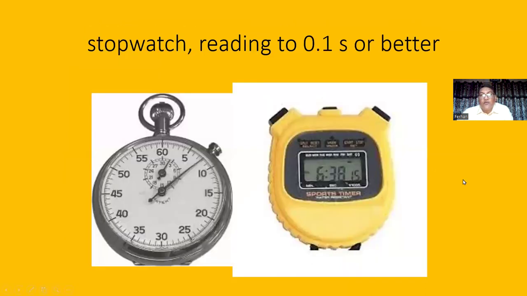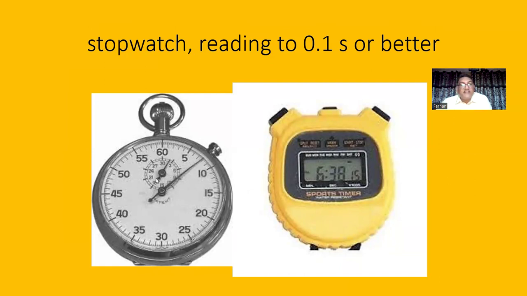Then we have stopwatches. The stopwatches can be analog or digital. This one is the analog stopwatch. This one is called the digital stopwatch. Reading the digital stopwatch is obviously very easy. The analog one is also easy, but students sometimes get confused, while the digital one is very easy to read.